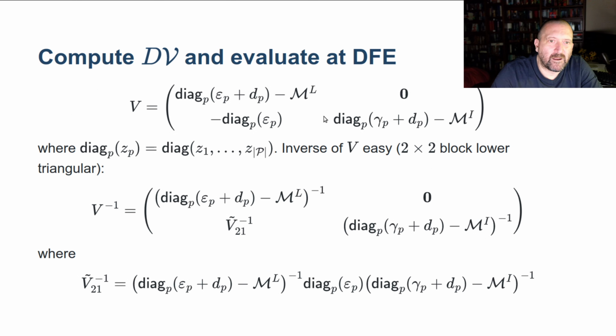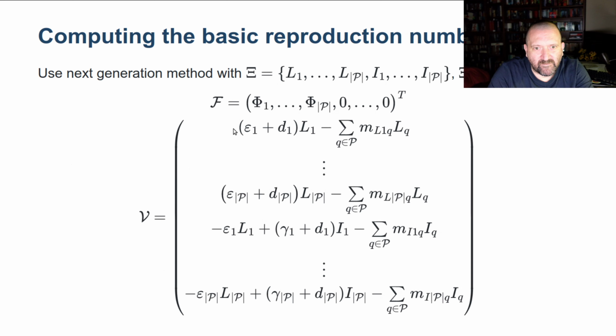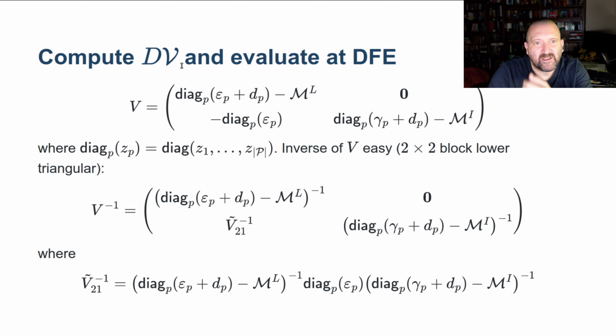Now V, let's do it in matrix form right away. When I take the derivative of V, let me maybe go back to V. You can see that when I differentiate this with respect to, for example, L, I get epsilon_1 plus D minus these movements. So what happens is that you get a block matrix that has diagonal of the epsilon plus D on the main diagonal, minus the movement matrix for latent, minus this diagonal matrix with the epsilon piece. And I should say, when I write diagonal of Z_P, I mean diagonal of Z_1 to Z_P. Minus this diagonal here, and diagonal of the rate of recoveries plus death minus M_I as that term.